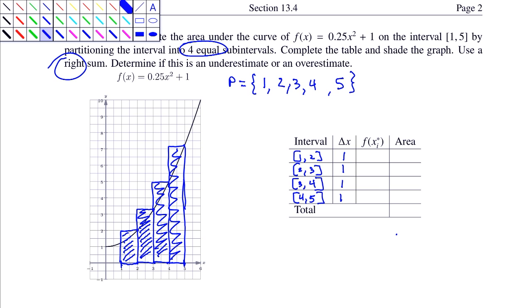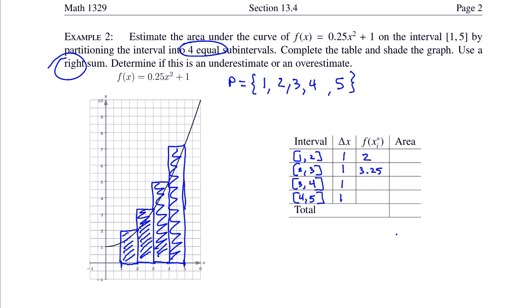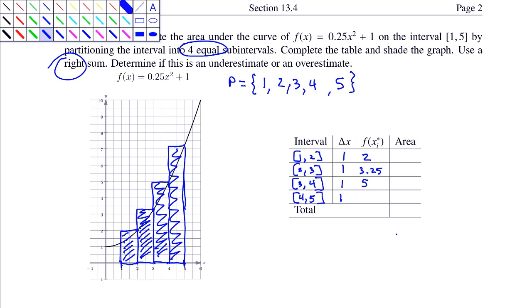Now be careful. Remember that you're using a right sum. So the numbers start at 2. So f of 2 is 2. F of 3 is 3.25. F of 4 is 5. And then f of 5 is 7.25. Would you like me to show you this on the overhead? Okay.